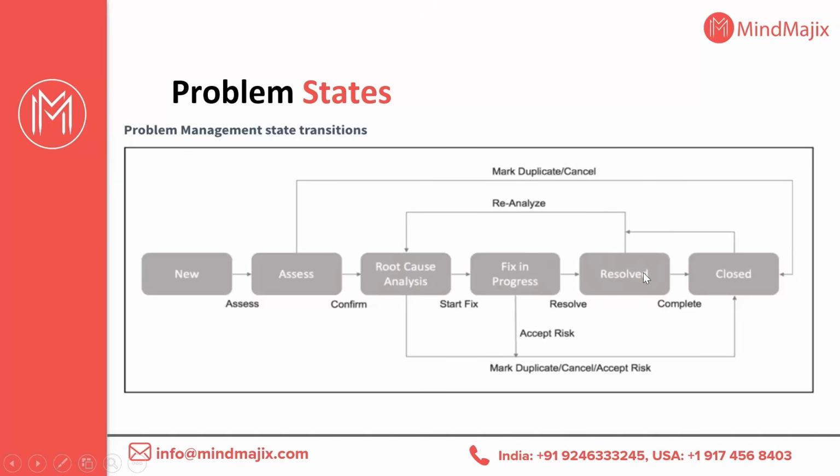If the end user feels that this particular issue is resolved, then the closure of the problem happens. It could be an automatic closure, or it could be a manual closure. Okay, so this is how the problem management state transitions happen.